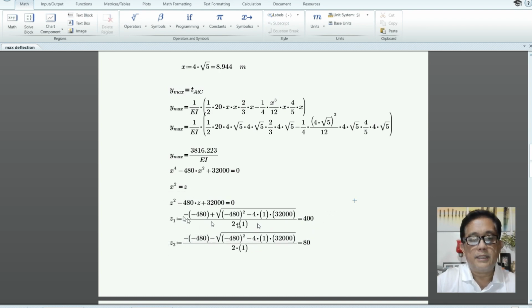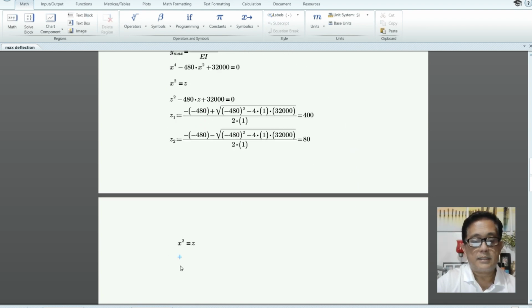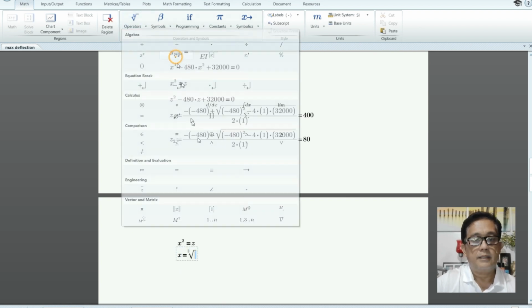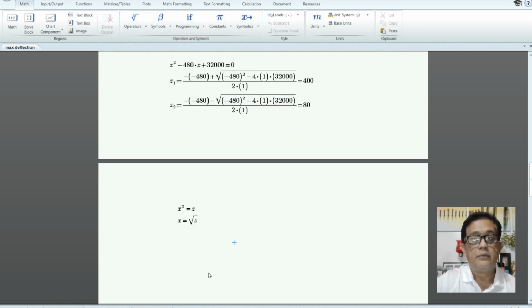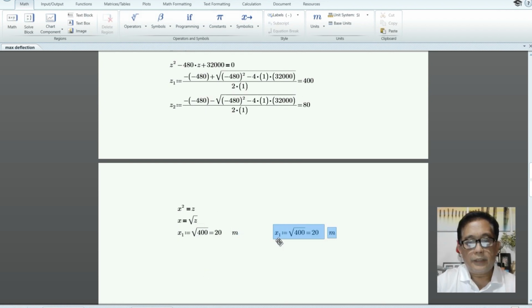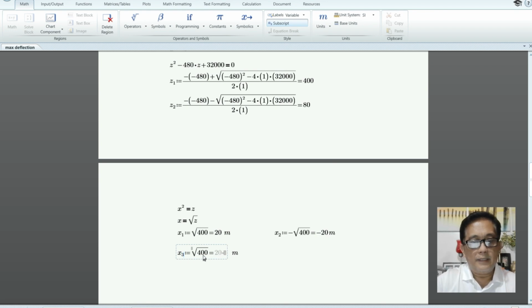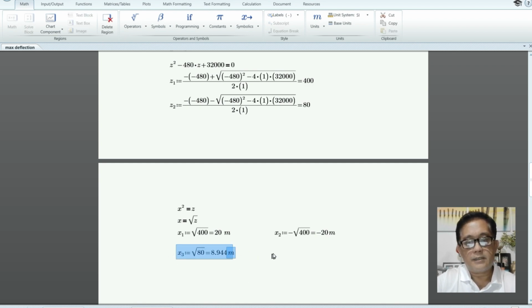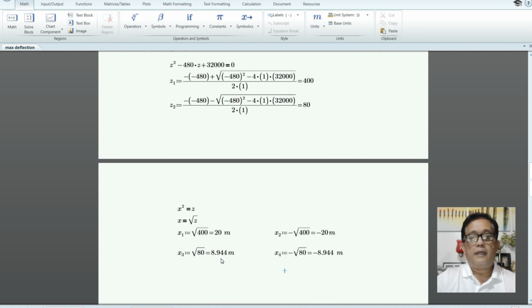But x squared is equal to z from here. So that means x equals the square root of z. So we are going to have 4 answers here. Let's call the first one x sub 1 equals the square root of, let's start with 400, equals 20 meters. The other one, x sub 2, will be the negative of this one. That's negative 20. Then x sub 3, this is the square root of 80 equals 8.944. This will be our answer. The other one is the negative of this. So our answer is 8.944.